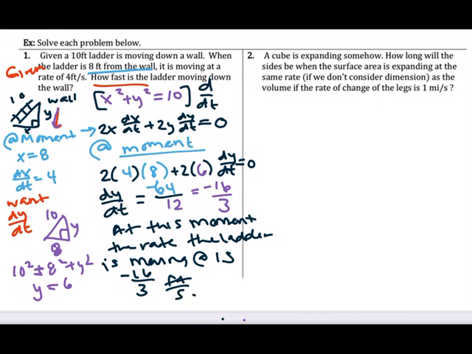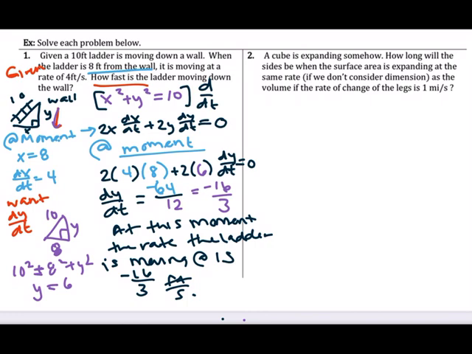Now, if you said the rate the ladder is moving down the wall, then your rate would need to be positive. Otherwise, you're saying down and it's negative. That's a whole double negative situation, which doesn't work. So be careful with the way that you write your sentence. Make sure you're not contradicting what you're saying. This sentence should either read the rate of the ladder is negative 16 over 3 feet per second, or the rate that the ladder is moving down the wall is 16 over 3 feet per second.